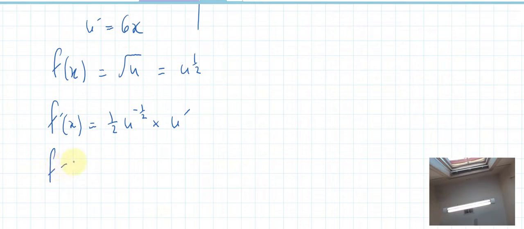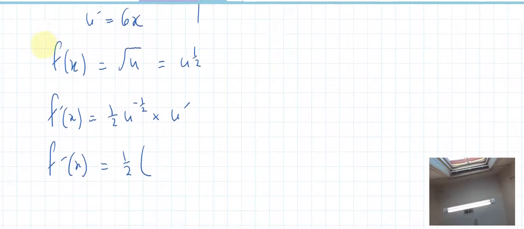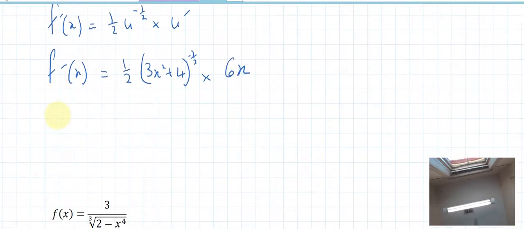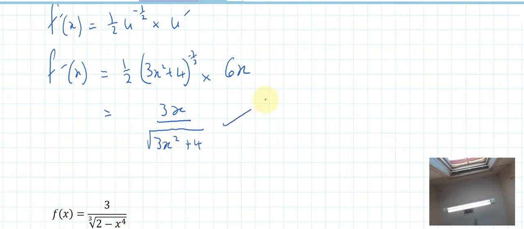Alright, f dash x then is a half bracket, whatever the u was, 3x squared plus 4, to the power of minus a half, multiplied by the derivative, 6x. Alright, then it's a matter of tidying this up. That will get you the vast majority of the marks, it just needs a tidy. 6x times a half is going to give us 3x, not 36, 3x, over this negative a half drops the whole thing down and would normally be expressed as a square root. And that's as far as you can go.